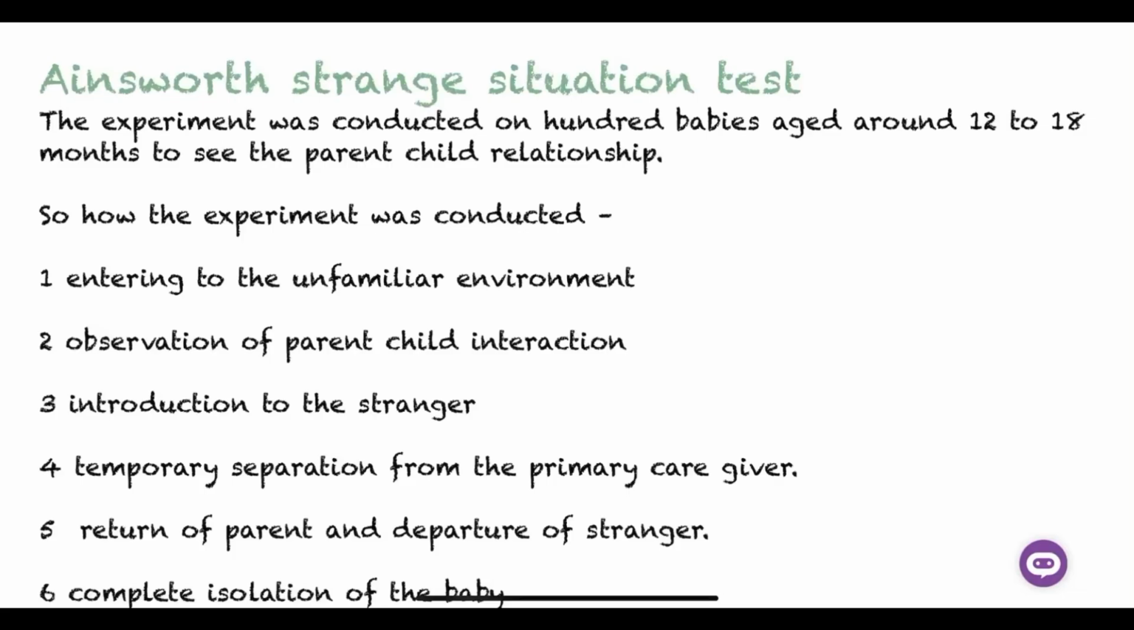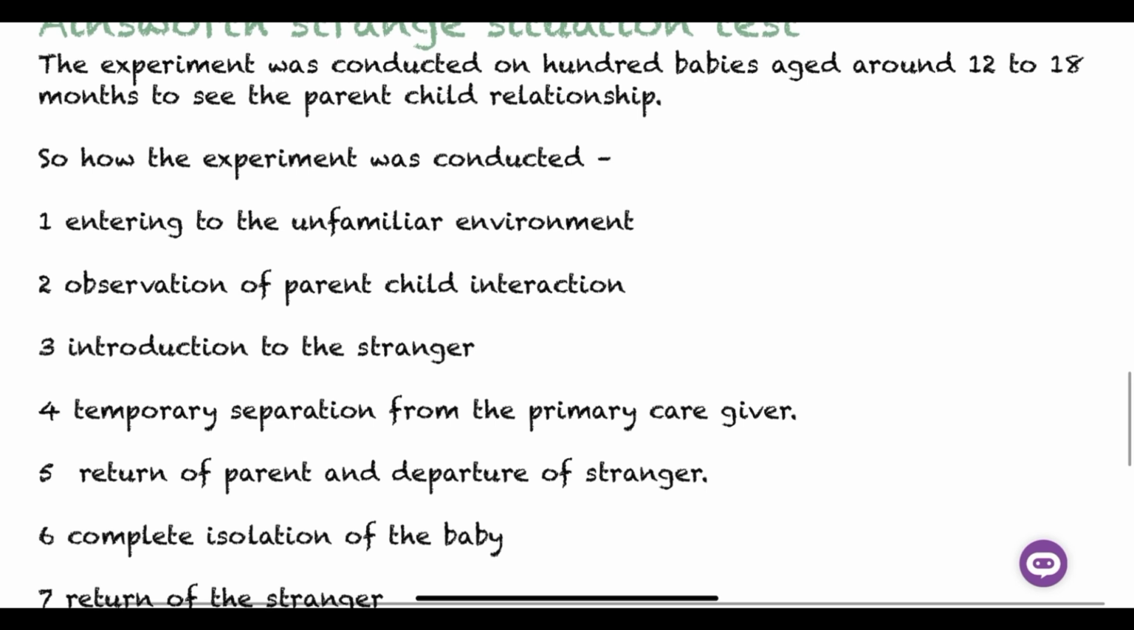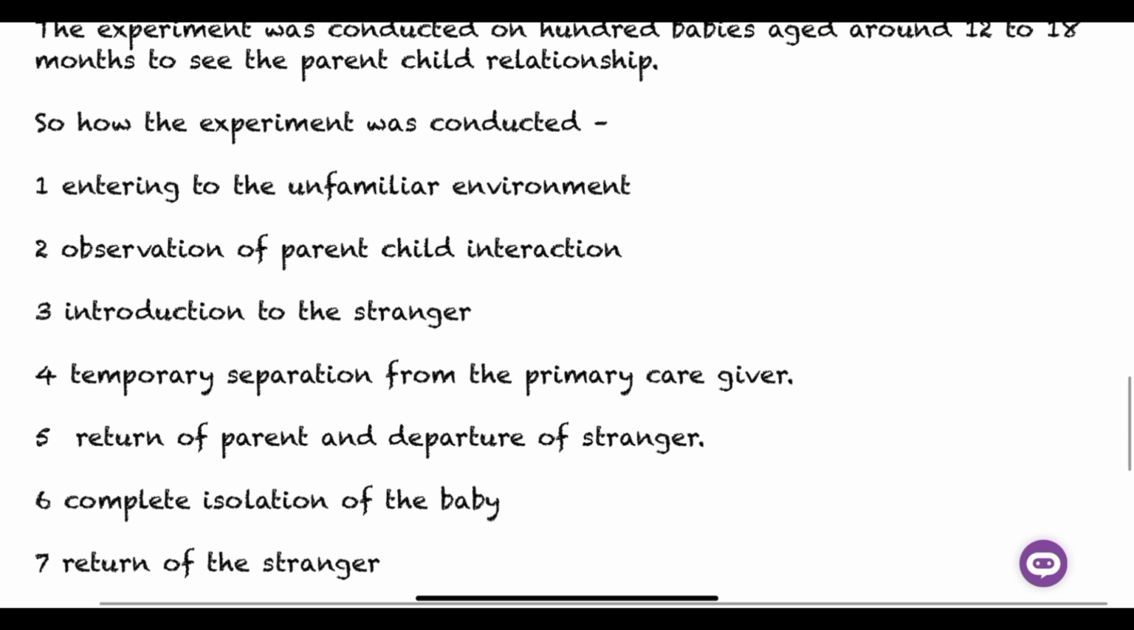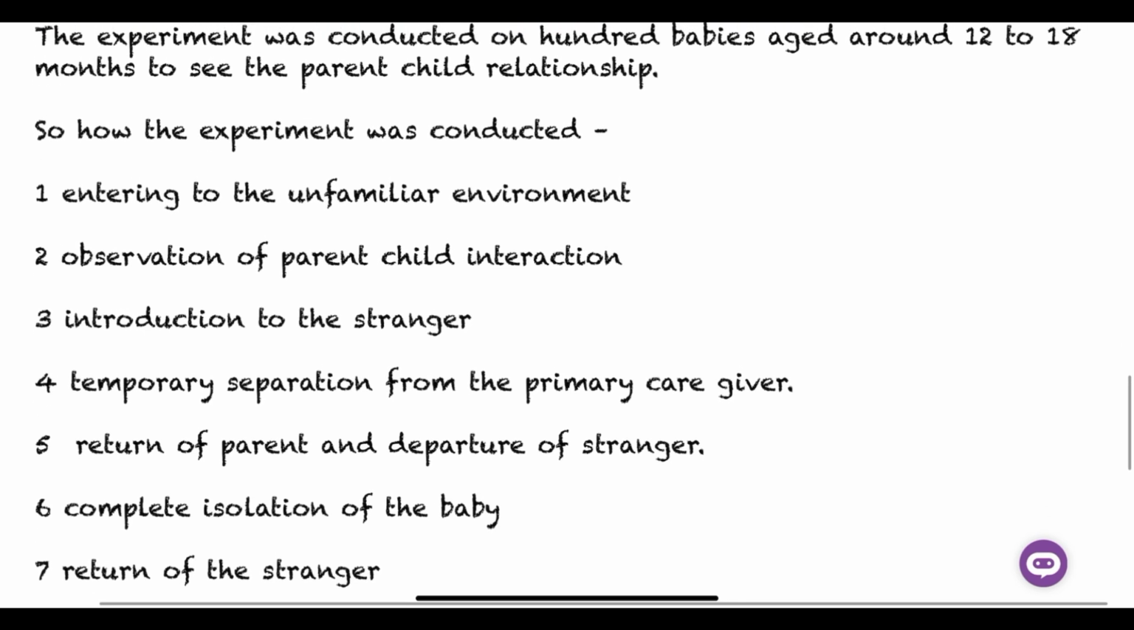So let us today study Ainsworth's Strange Situation Test. Basically, it is an experiment which was conducted by Mary Ainsworth, and the experiment was conducted on 100 babies around age 12 to 18 months to see the parental relationship or the attachment style. So first of all, let us study how the experiment was conducted, the steps.